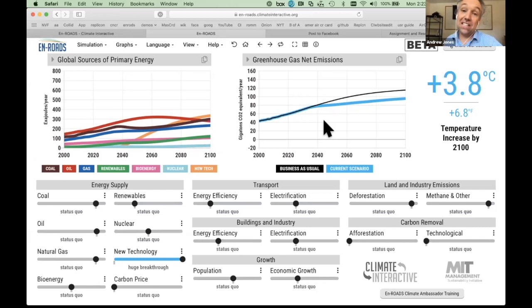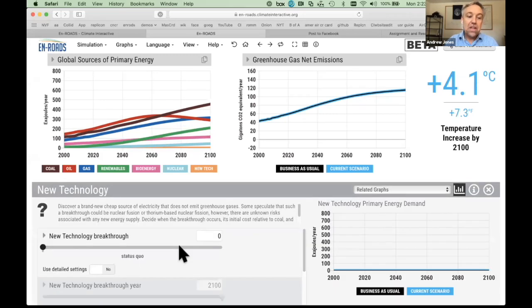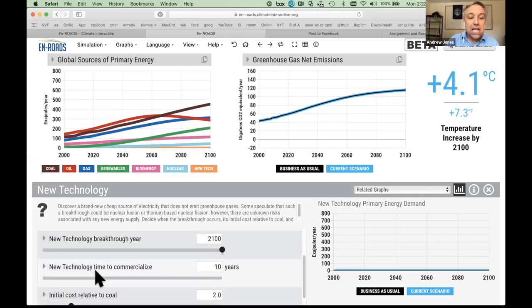Why does it take that long? Well, it takes about 10 years to commercialize, okay? It took 12 years for uranium nuclear to commercialize. We assume 10. And by the way, if you don't like 10, you can go test the same thing. You'll notice that when you click on these, see those three dots? Click on the three dots, and then you say, I want to use detailed settings here. And I want to have new tech years to commercialize be 5 years.